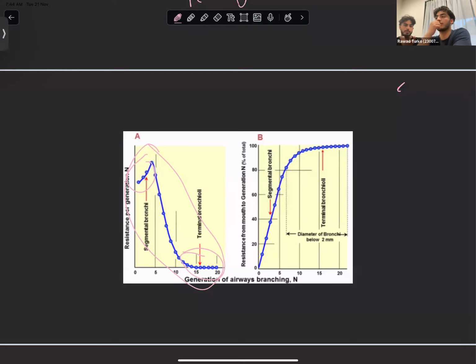The first example, trachea and the bronchi in the beginning, they're very big. That means they will have a lot of resistance. That means only in the first 4 generations we'll have an increase in compliance. After the 4th generation, we'll get a constant decrease in the compliance because of the increase in the volume in those bronchioles. And then here, do you guys remember what's the disease that could happen in terminal bronchioles?